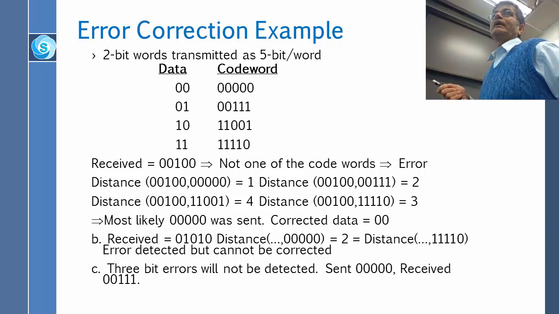Nobody will send that one. And then we can even correct it, because we can say it is 0, 0. So instead of 0, 1, 1, 0, 0, it is 5 zeros. Similarly, if you receive that, then you can figure it out.